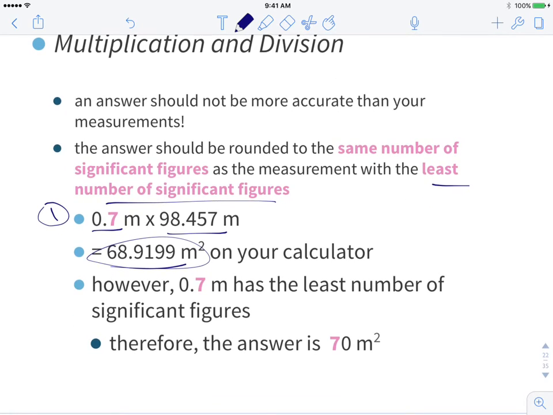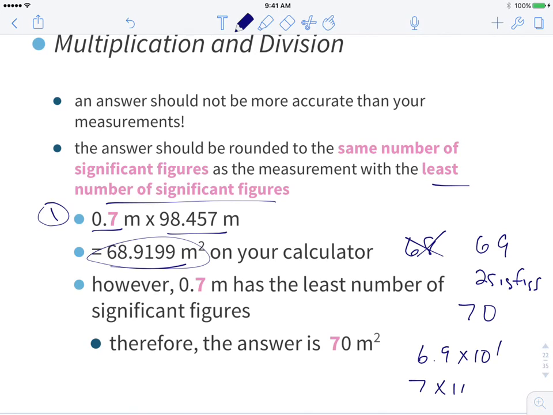So if I round this, I would say, okay, well, 68. Or actually, 69. Well, that's 2 sig figs. So I need to round it to 1 sig fig. So I try 70. That works. But if I was unsure at this point, I could say 6.9 times 10 to the first. Well, I could round this to 7 times 10 to the first. And that would be in scientific notation.